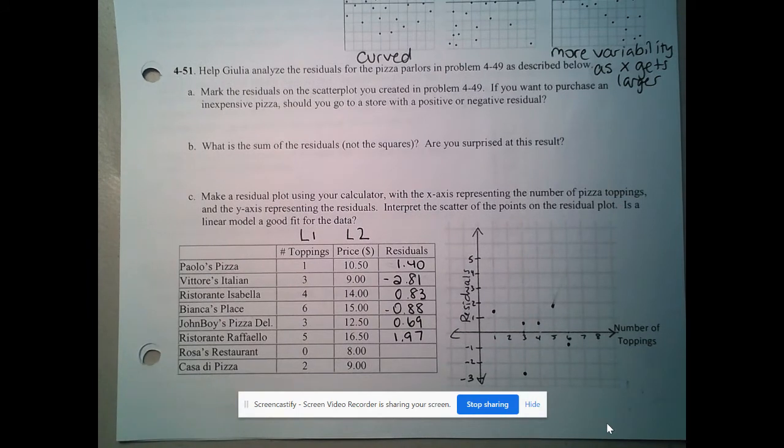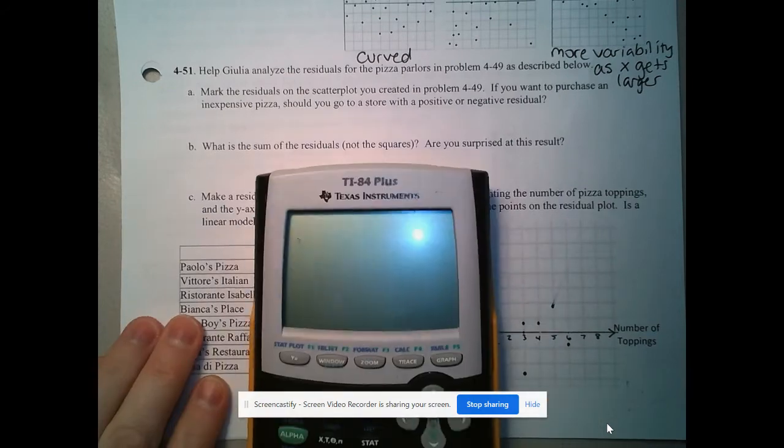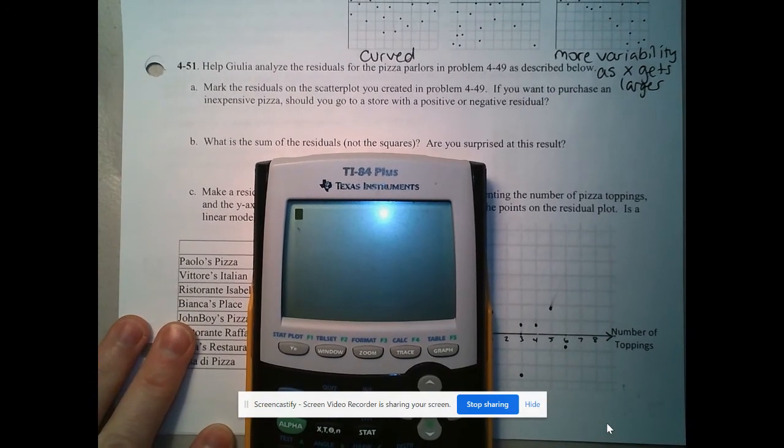If you want to purchase an inexpensive pizza, you should go to a store. Should you go to a store with a positive or negative residual? So let's start with just refreshing our memory here on the graphing calculator.